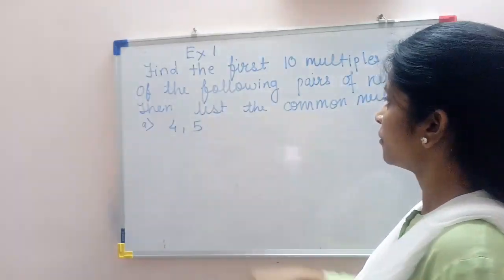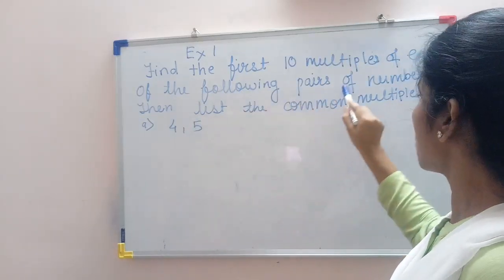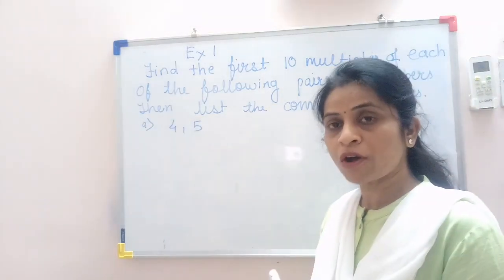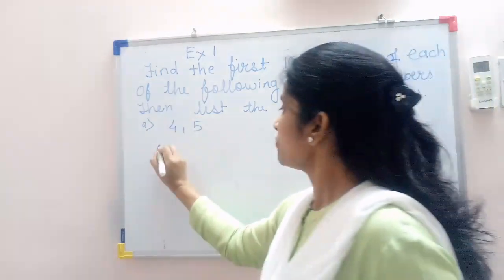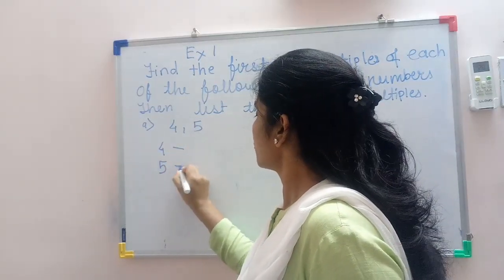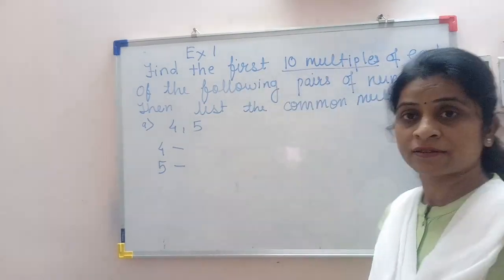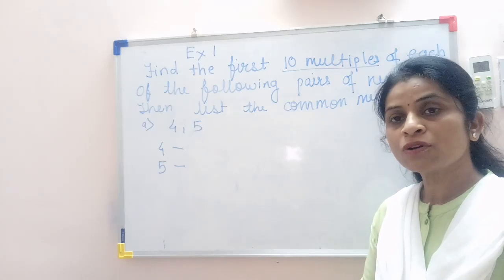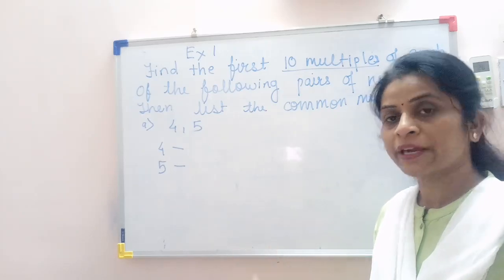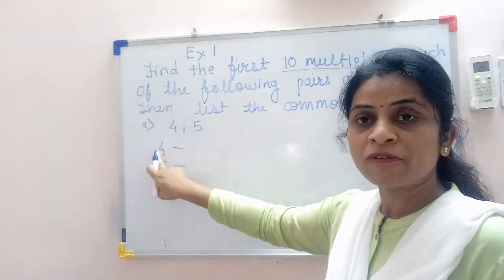Now see one example. Find the first 10 multiples of each of the following pairs of numbers, then list the common multiples. Now we come to know how to find out the multiple. First of all, we have to find out the multiples of 4. After that, multiples of 5. Till the first 10 multiples. That means, as we know, a multiple of a number is formed by multiplying a number by 1 to 10. Now, that means this is nothing but the multiplication table of 4.